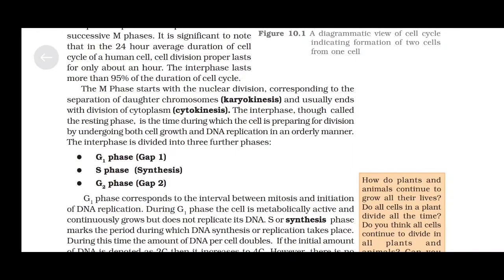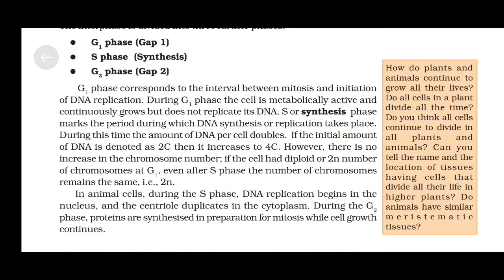The M phase starts with the nuclear division corresponding to the separation of daughter chromosomes, that is karyokinesis, and usually ends with division of cytoplasm, that is cytokinesis. The interphase, though called the resting phase, is the time during which the cell is preparing for division by undergoing both cell growth and DNA replication in an orderly manner. The interphase is divided into three further phases: G1 phase (gap 1), S phase (synthesis), and G2 (gap 2).